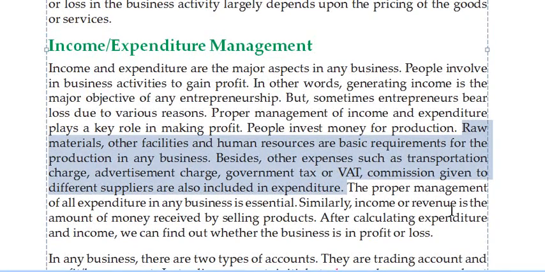Similarly, income or revenue. Now here you can see income or revenue. The meaning of income and the meaning of revenue is the same. There is no difference. In most business activities we call it revenue. So revenue is the amount of money received by selling the products. Look, and after calculating the expenditure and income, we find out whether the business is in profit or loss. So what happens?